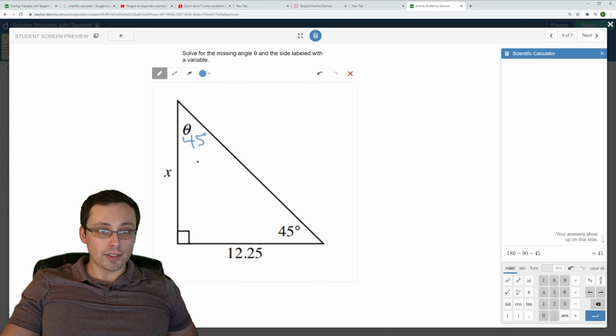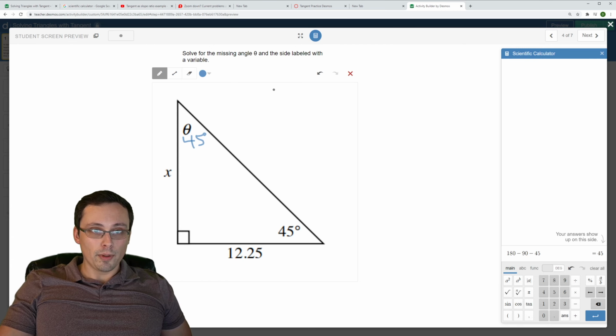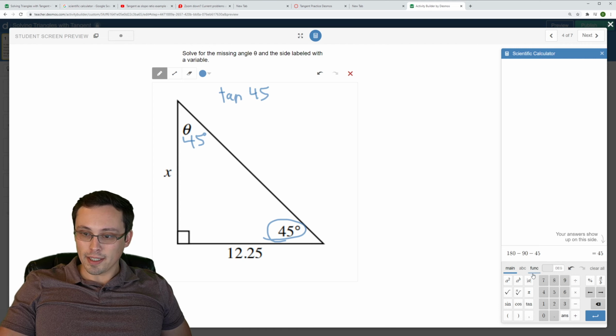All right, so what do we do with that now? Well, we pick one of our angles, maybe this one, and we do tangent. So we're going to go tan 45. And that should be a 4, not a 9. I realized that looked kind of like a 9. So tan 45. We're going to type that in our calculator.